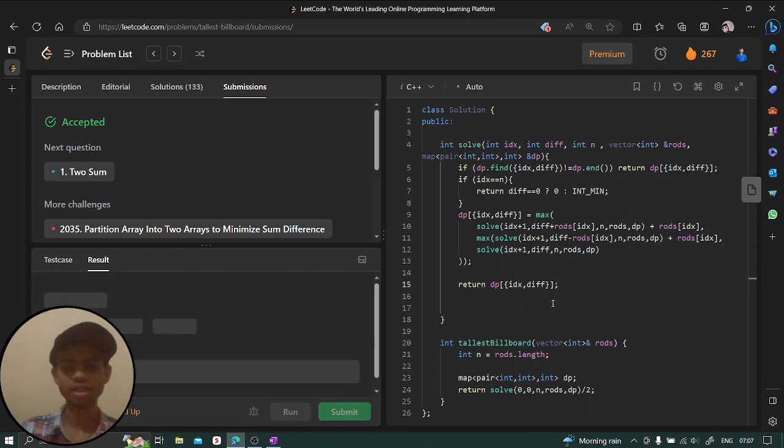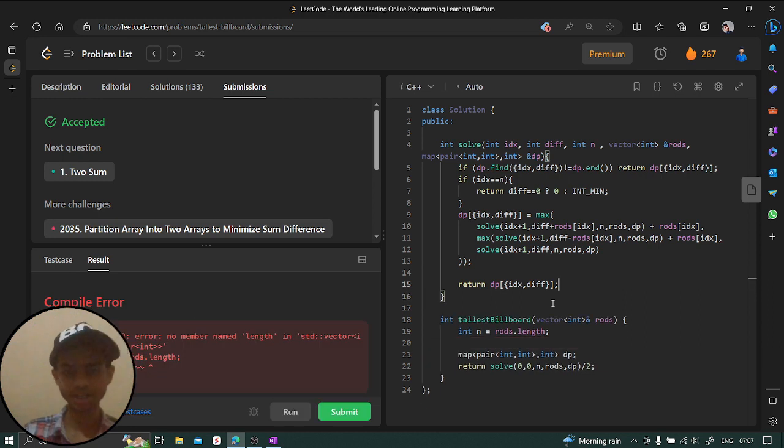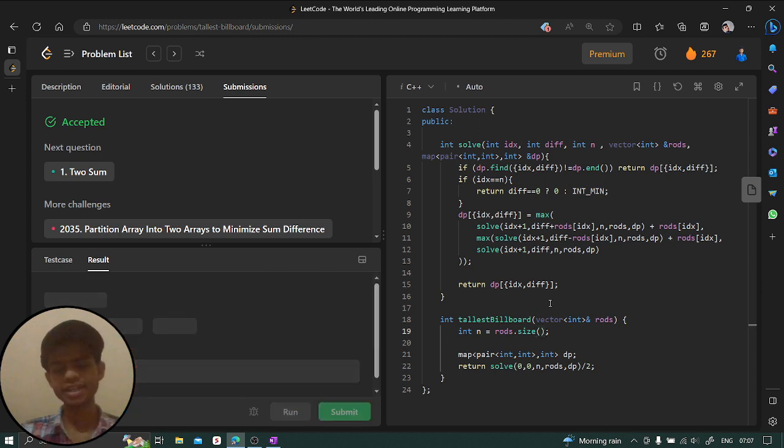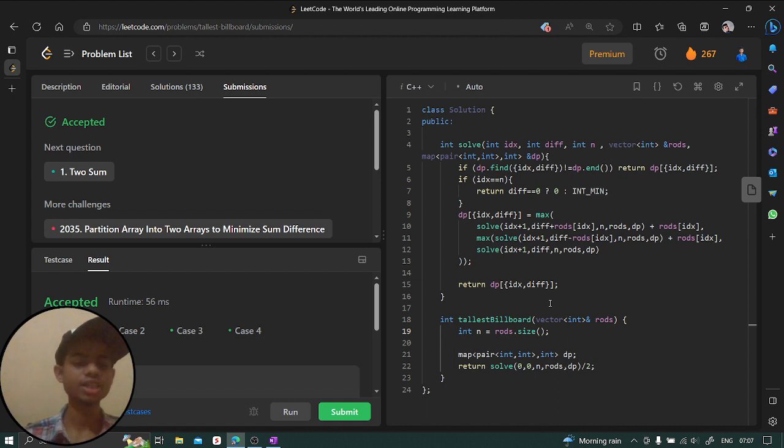Let's run this code, and I hope it should not give any error. We don't want to see one, but we get it, right? Roads dot length, it's not Java, it's C++, so we have to use size. Finally, now let's see whether it's working fine or not. Pass. You can see guys, all the test cases pass. So let's try to submit this code as well, right?